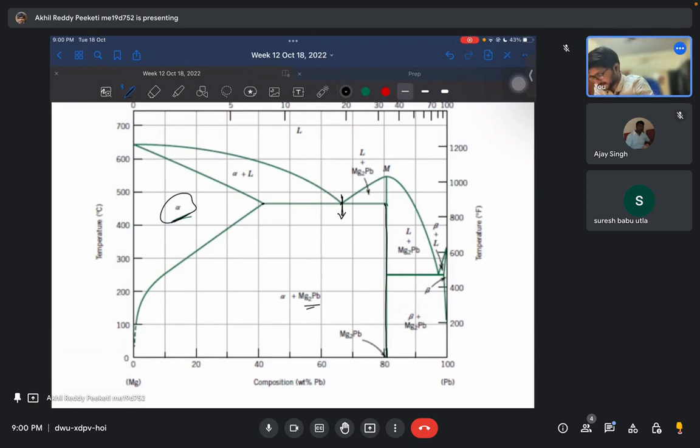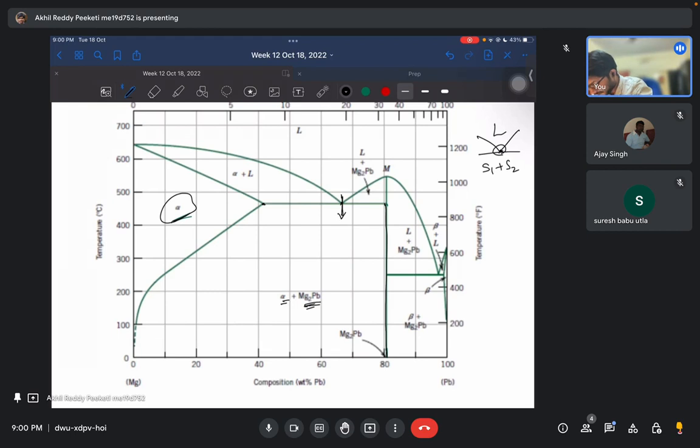Yeah. So here we have liquid converting to two solids. So it's a eutectic point. Okay. And here, now we are not asking, they didn't ask anything about pro-eutectic or anything. They are just saying alpha is to Mg to Pb is in certain ratio.